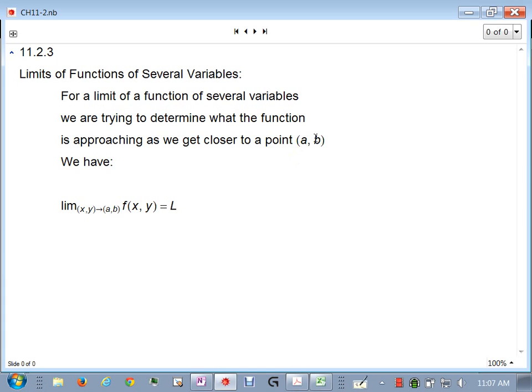So we call that point (a, b), and the notation for it is still lim, and now we have the ordered pair (x, y) approaches the ordered pair (a, b). And then we have the function, then we say equals L. All right, understand the notation?